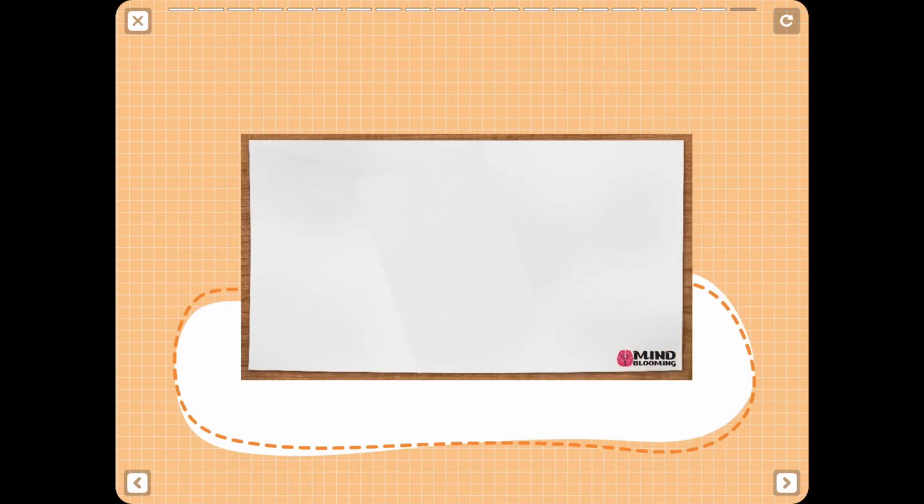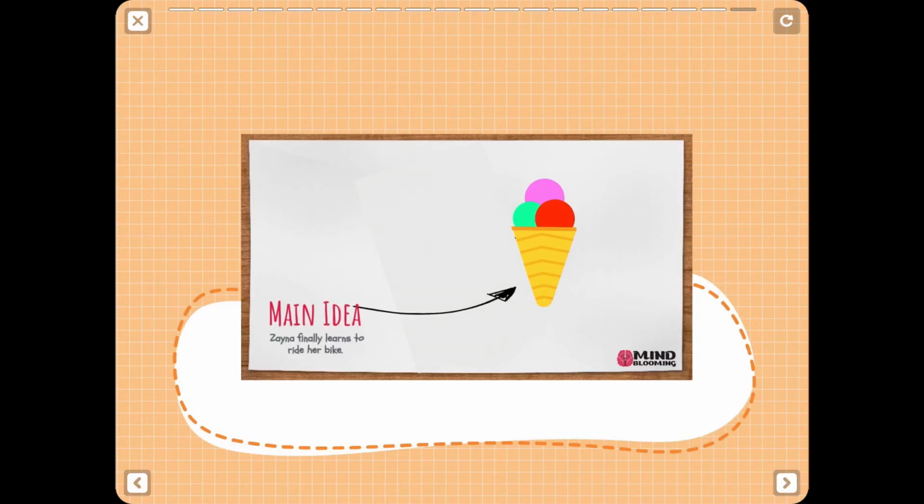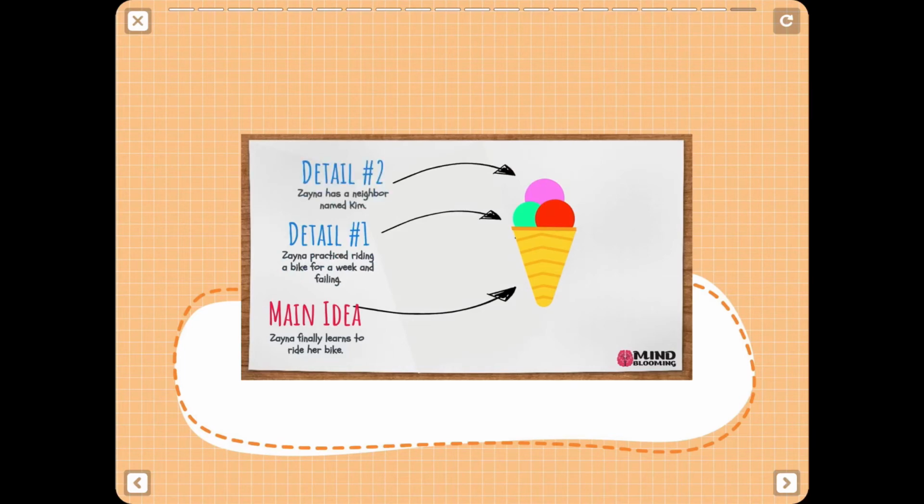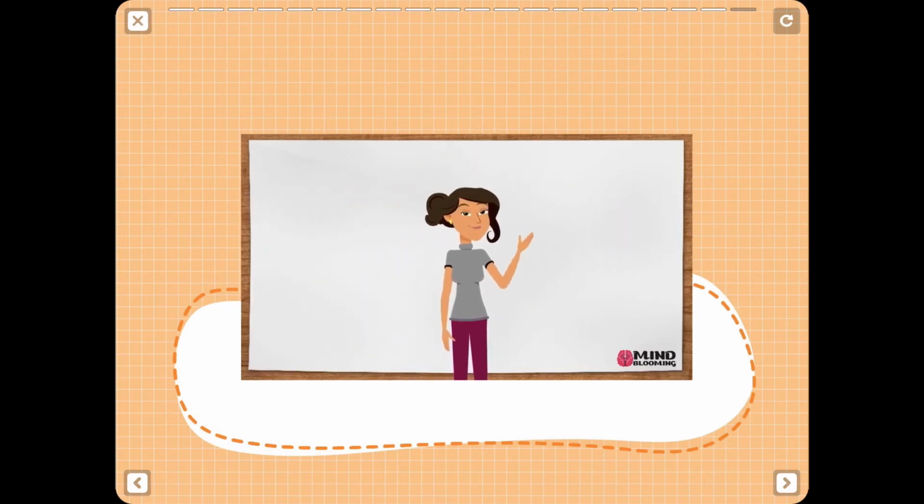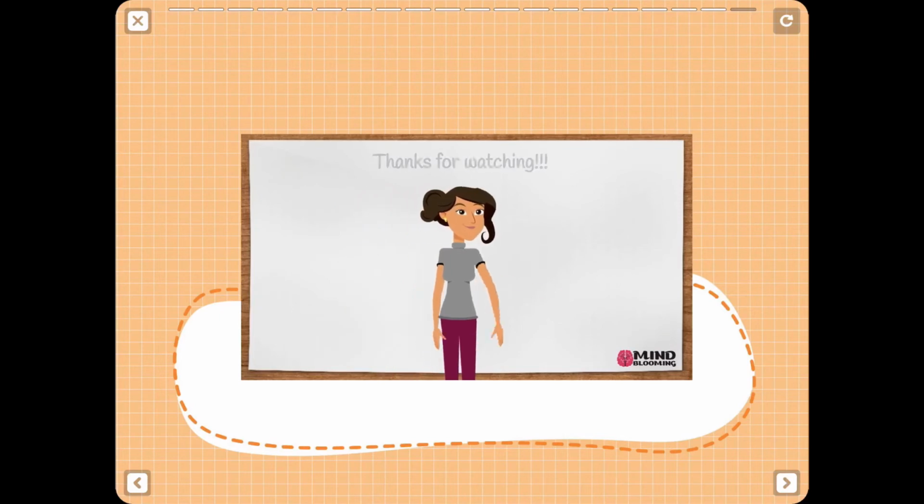If I try to use the ice cream cone model on this story, it will help me organize the story. It will help me see that the main idea is what the whole story is about, and that things like Kim is Zaina's neighbor are just details in the story. Remember that before finding the main idea of a story, we have to read it and understand it first. Thanks for watching.